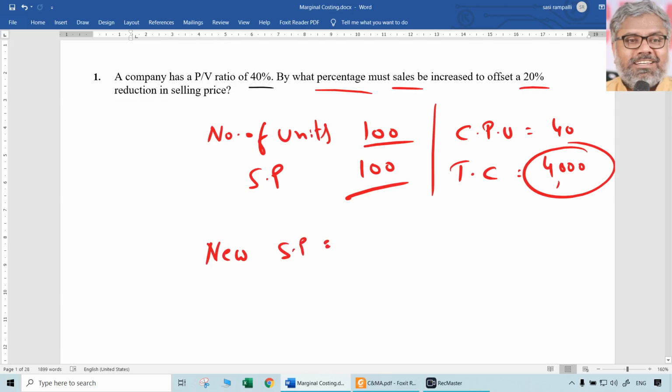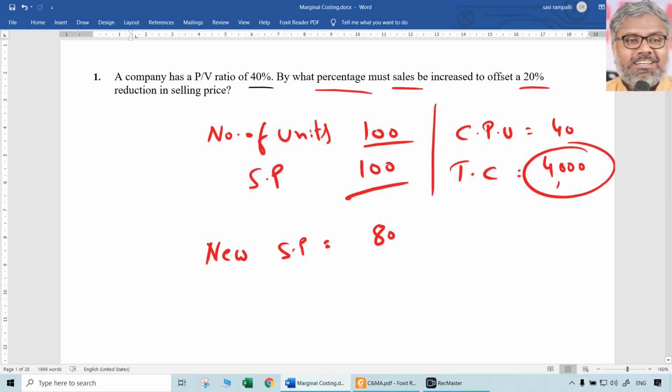New selling price will be 80 rupees, isn't it? So, if the new selling price is 80 rupees, then what will be the new variable cost per unit? There is not going to be any change in the variable cost per unit. That you have to keep in mind. Variable cost per unit will remain constant. Only the selling price changed here. Variable cost per unit will remain constant, fixed cost in total will remain constant.